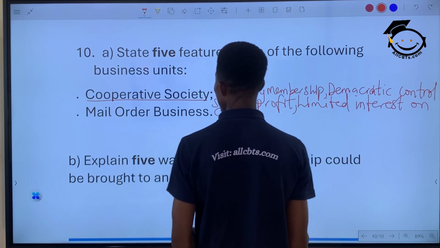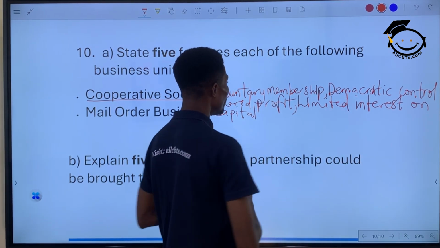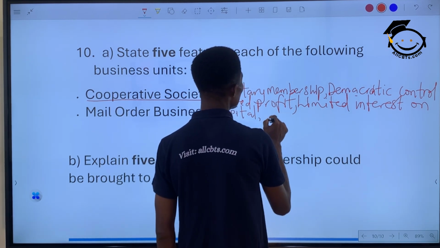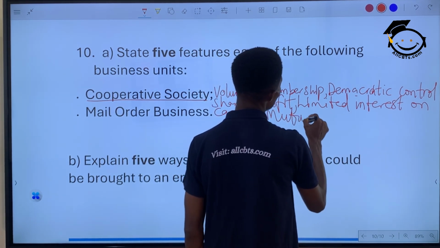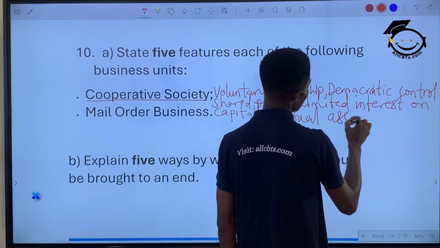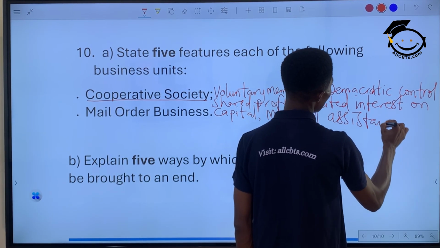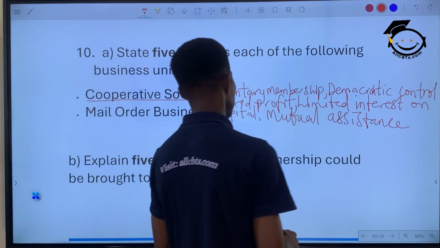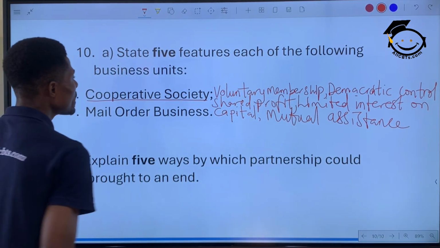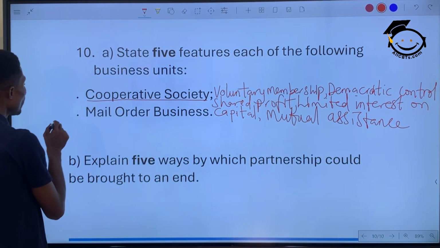All right, I was able to take everything. So let me just take the last one. The last one is also what we call mutual assistance. They work together. Now, so that is for cooperative society. Let's now take mail order.